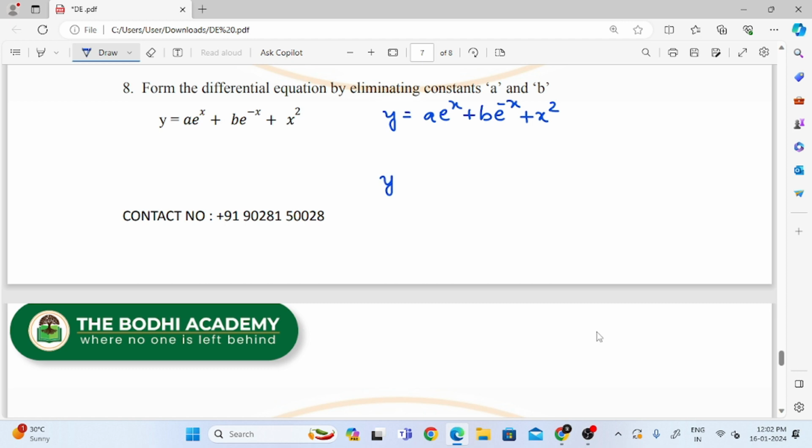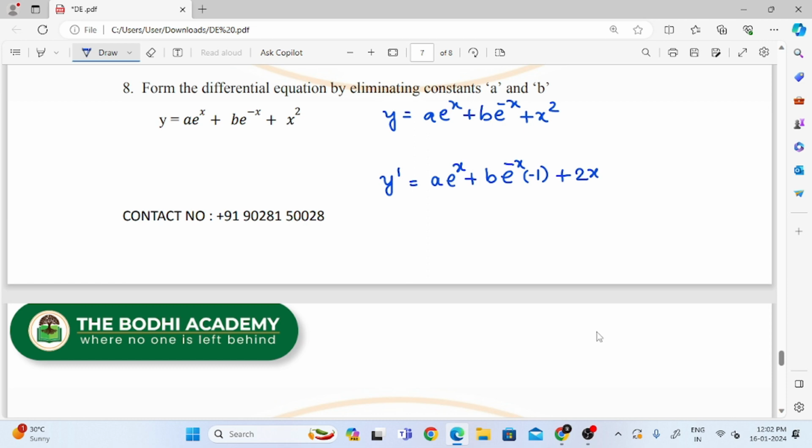So the derivative of y, that is y dash, is equal to a as it is e raised to x, the derivative of e raised to x is e raised to x only, plus b as it is, the derivative of e raised to minus x, that is e raised to minus x into minus 1, plus the derivative of x square, that is 2x.